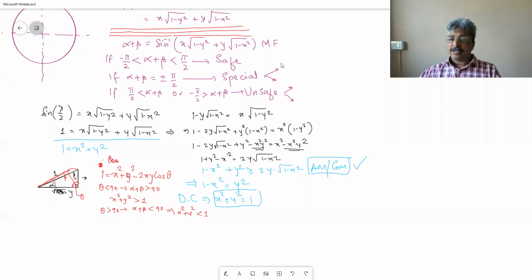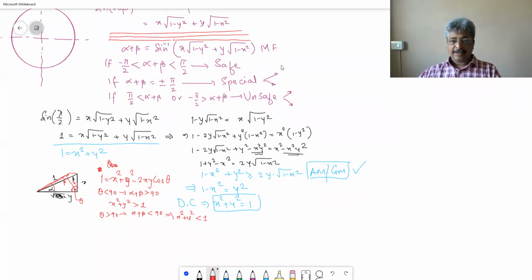So the special case is alpha plus beta equal to pi by 2, and the special case is equal to minus pi by 2.